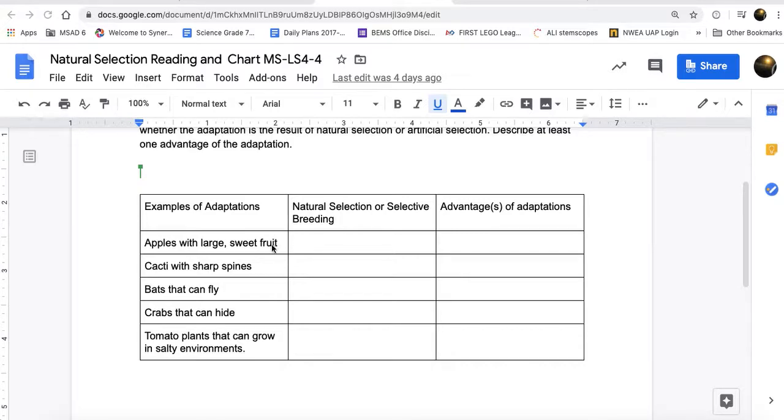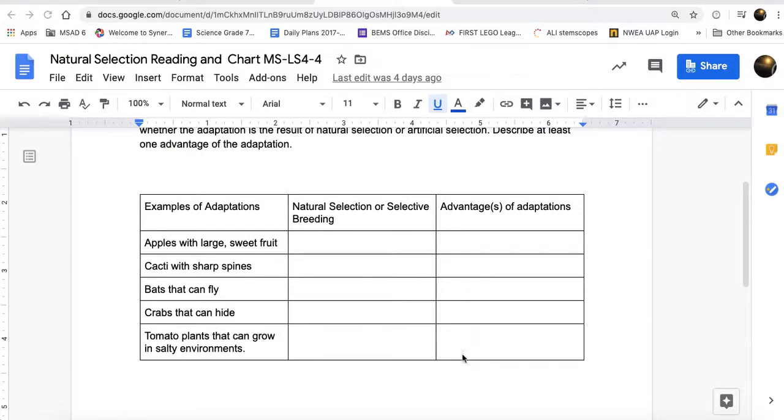So if we go through here, we look at apples with large sweet fruit. Is that natural selection or selective breeding? And the advantages of the adaptation. Cacti with sharp spines. You decide natural selection or selective breeding and the advantages of the adaptation. Bats that can fly. Natural selection or selective breeding. Advantages of the adaptation. Crabs that can hide. Tomato plants that can grow in salty environments.